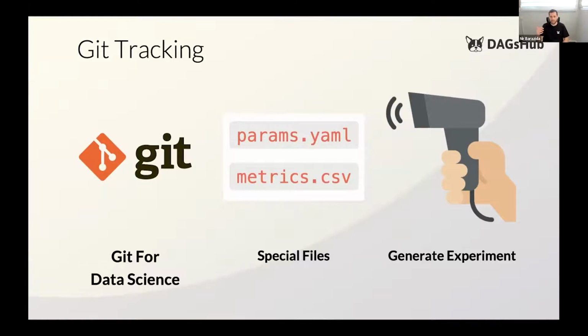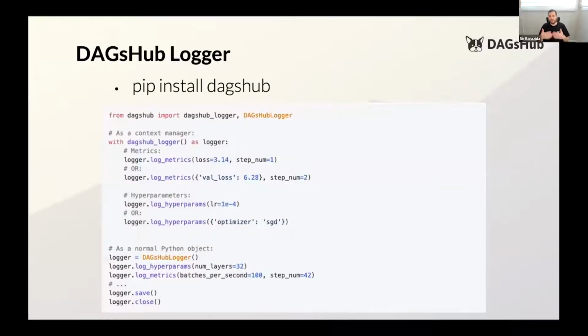And not just that, you can use the DagsHub UI to compare between different experiments and see which one produced the best results. To make your life much easier, we created the DagsHub logger, which is a basic Python logger that you can install by running pip install dagshub. You can use it either as a context manager or a normal Python logger. Basically, as we saw for MLflow before, all you need to do is log your metrics and hyperparameters.